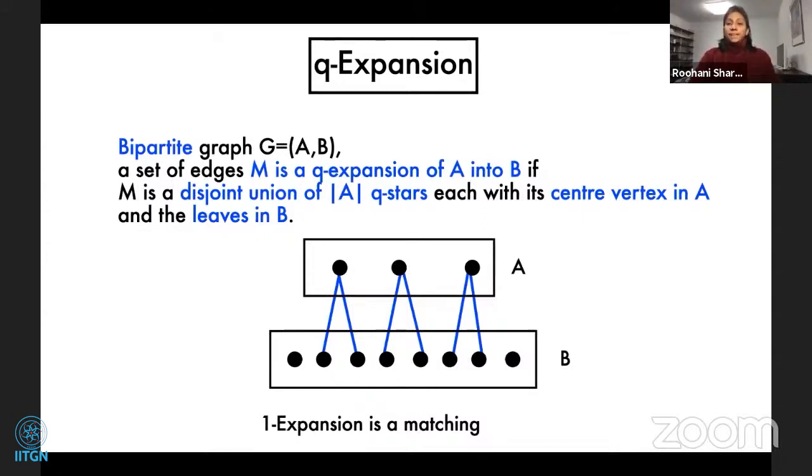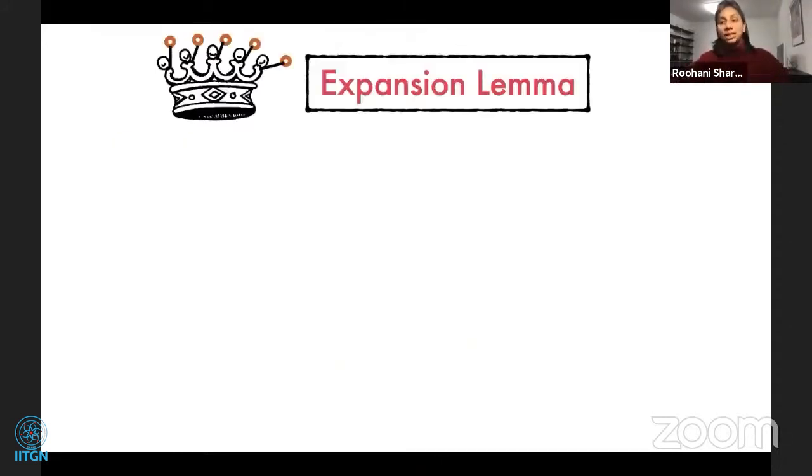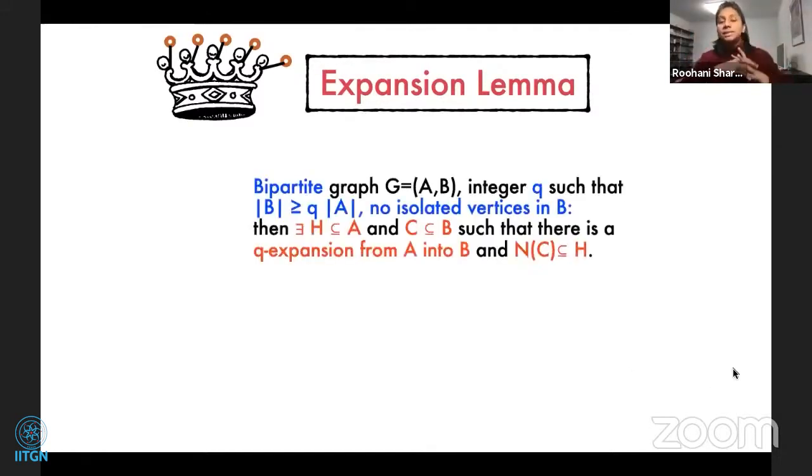So let us see an equivalent decomposition lemma for Q expansion. So this is called the expansion lemma, and it goes as follows. We define this lemma only for bipartite graphs, because when we apply this lemma, we end up applying it in some sort of an auxiliary bipartite graph. So there is a bipartite graph G with partitions A and B, and you're given an integer Q, and you're given two things. One is that the number of vertices in B is at least Q times the number of vertices of A, and then there are no isolated vertices in B.